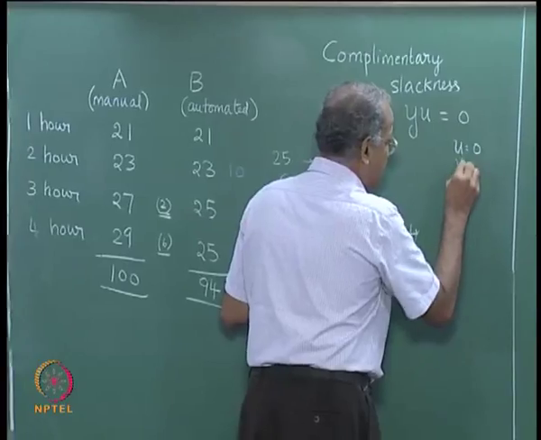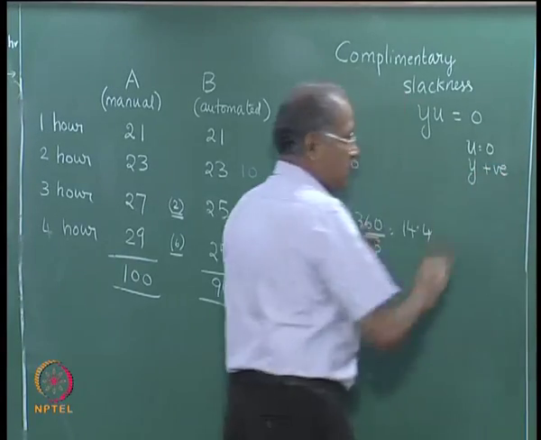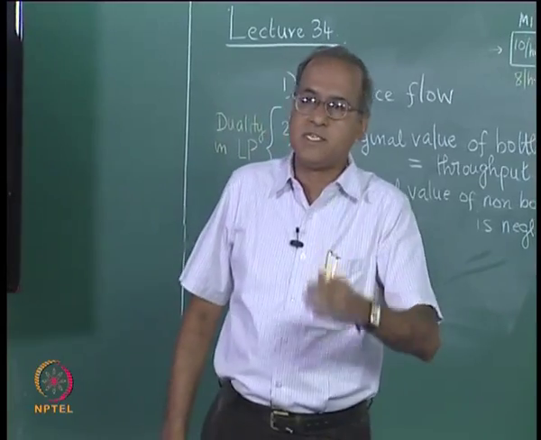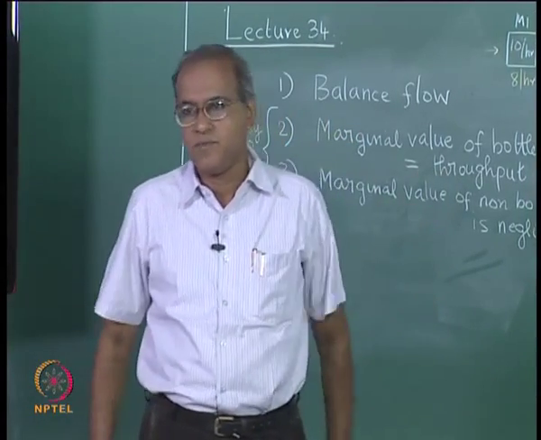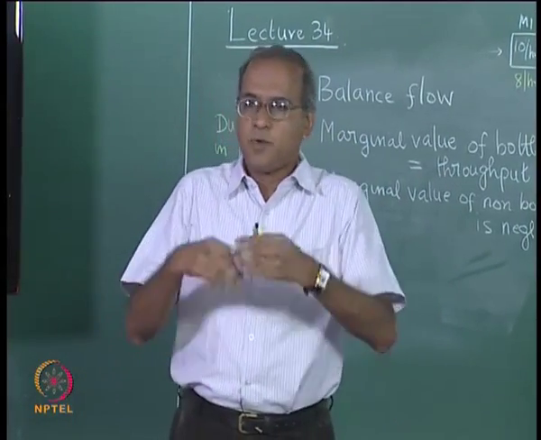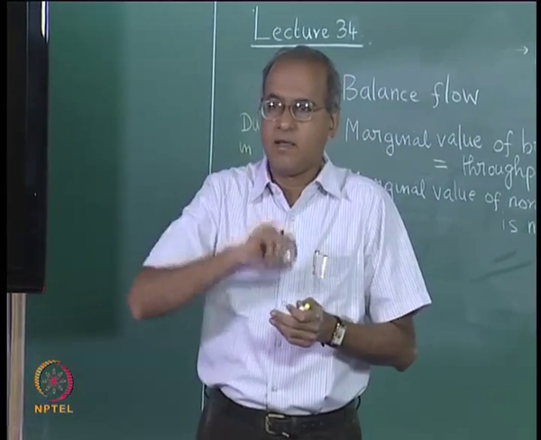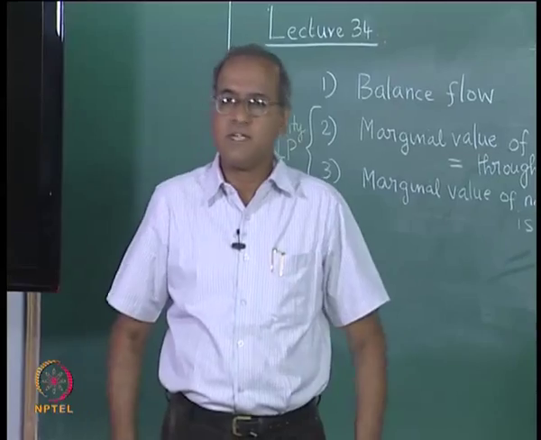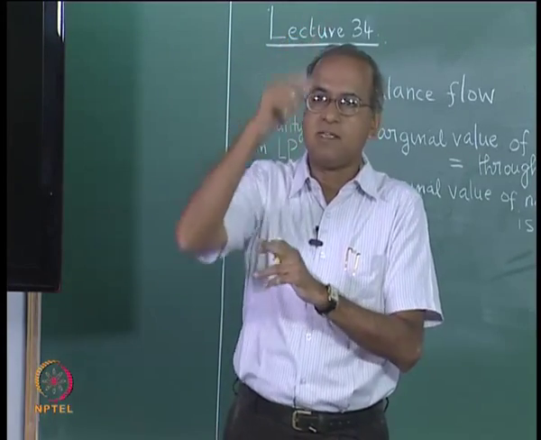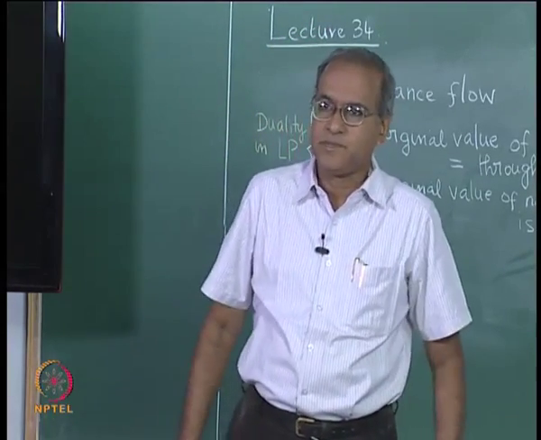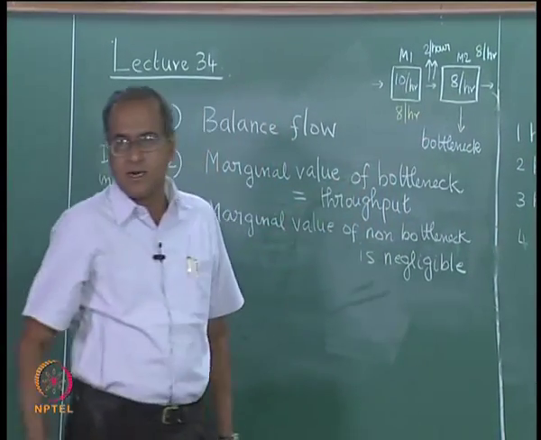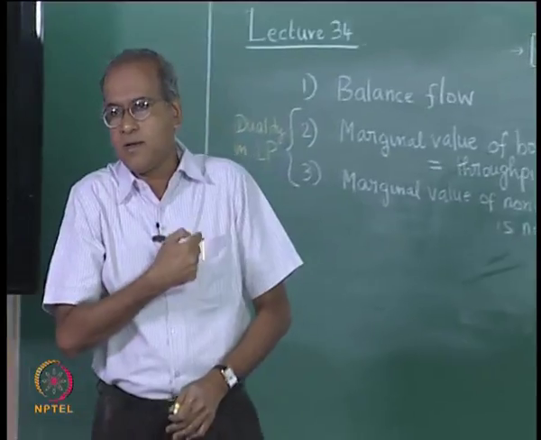Now that would allow y to take a positive value in the dual, and that y value will be the marginal value of the resource, which is the profit that can be gained by increasing the resource by a small quantity delta, which is the objective function increase, which is the throughput.